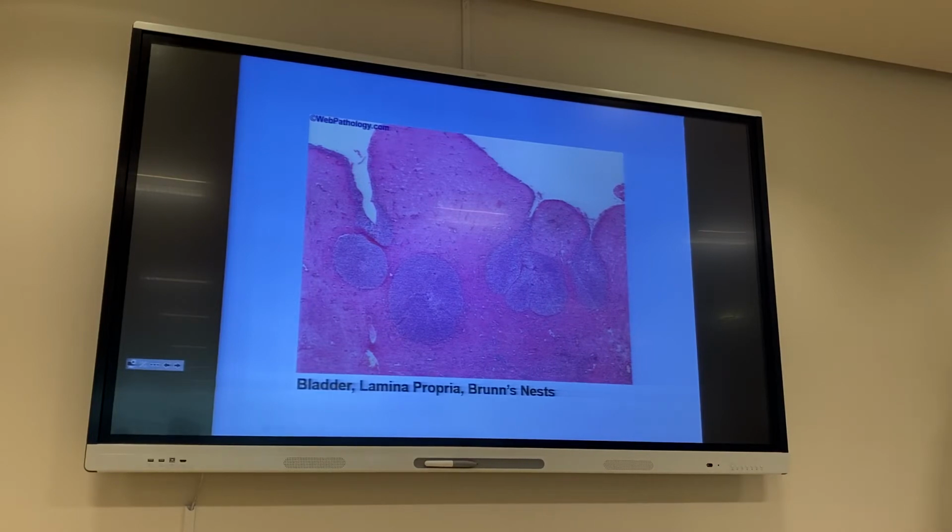But in reality, these are invaginations of the upper urothelium into the lamina propria. And the way to differentiate between this and invasion is to look at the border of these nests, and you will see that these borders are very sharp. Do you agree with that? Yeah. All right, so it's called cookie cutter border.